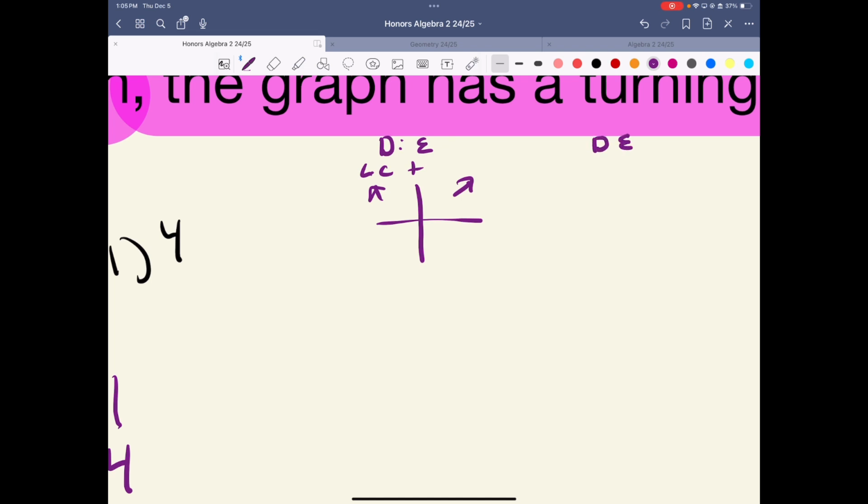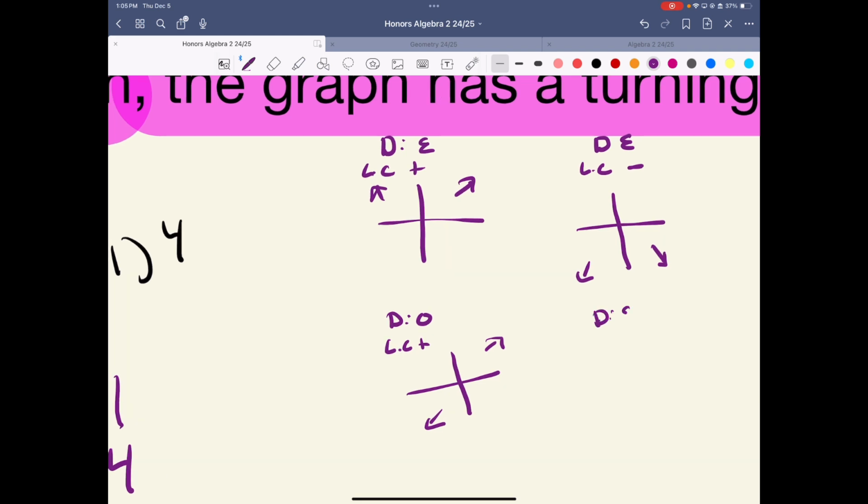If the degree is even and the leading coefficient is negative, the end behaviors are here and here. That's where they have to be done. If the degree is odd and the leading coefficient is positive, it's here and here. And if the degree is odd and the leading coefficient is negative, it's there and there. So those are ending behaviors.